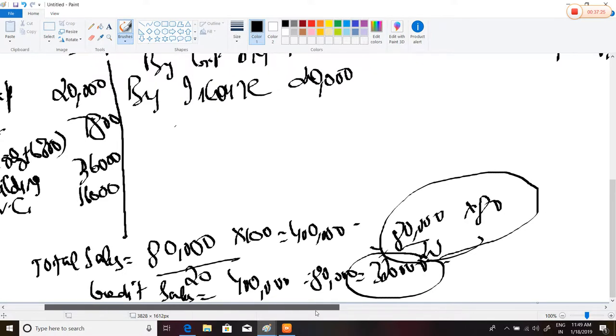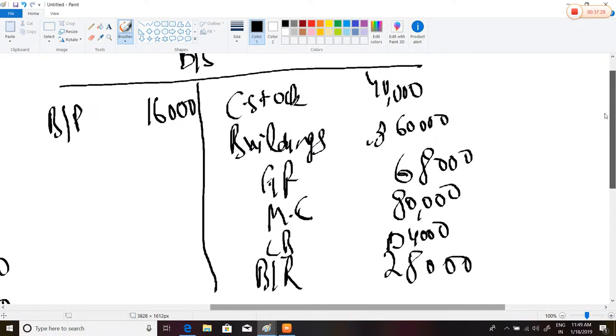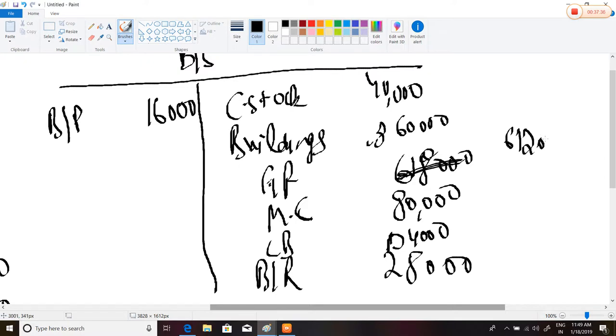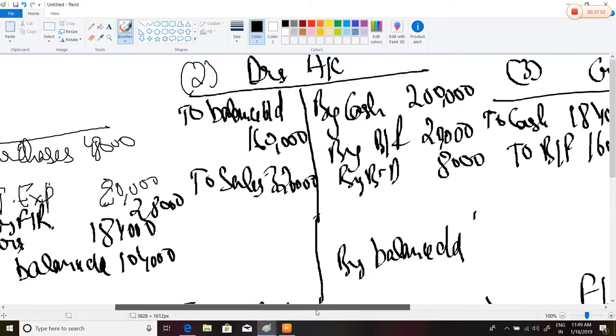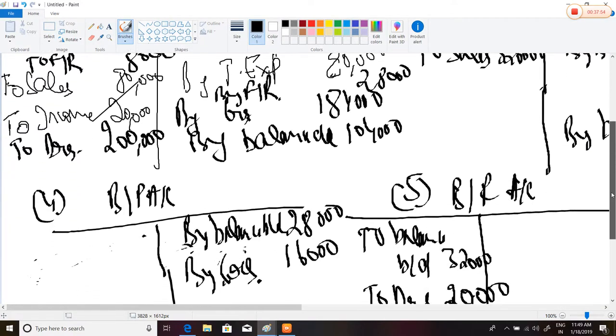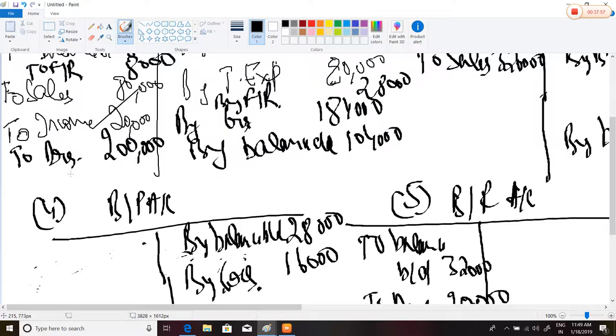Changes in the balance sheet are to be made right now. For furniture it is 61,200. For motor vehicle it is 64,000. For buildings it is 3,24,000. For here, cash account, additions are made to building, so here by building 40,000. Okay.